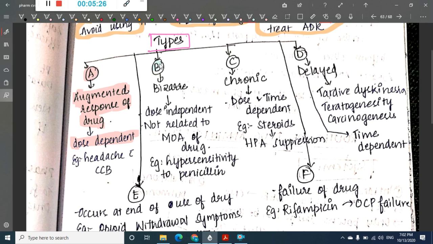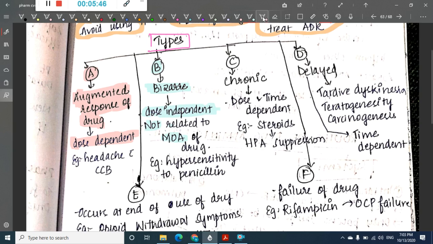Then we have type B. In B, we have bizarre reactions. These bizarre reactions are dose independent and they are not related to the mechanism of action of the drug at all. So these include hypersensitivity reactions of penicillin.